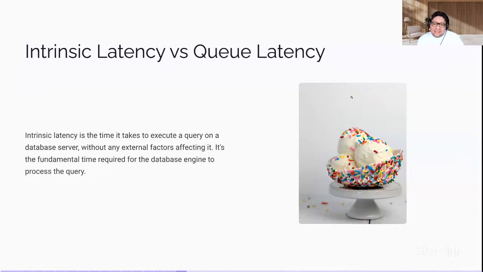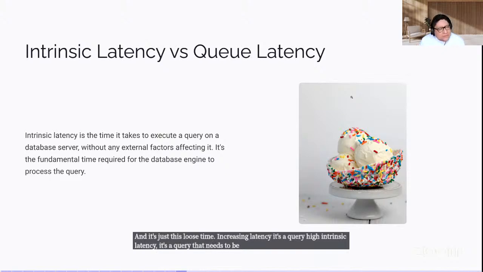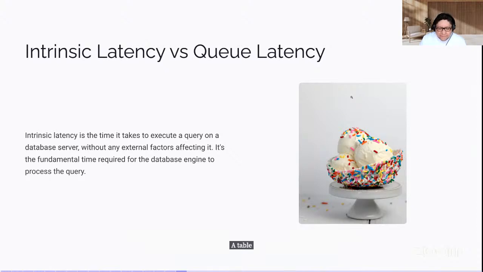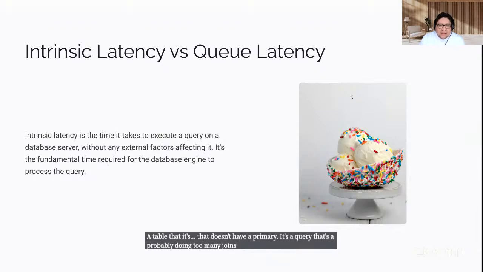High intrinsic latency is a query that needs to be rewritten or has some performance improvement opportunity, right? It's a query against a table without a proper index. It's a query against a table that doesn't have a primary key. It's a query that is probably doing too many joins. A query that is doing a lot of CPU intensive work, like in the select you have cases, when, if null, stuff like that.